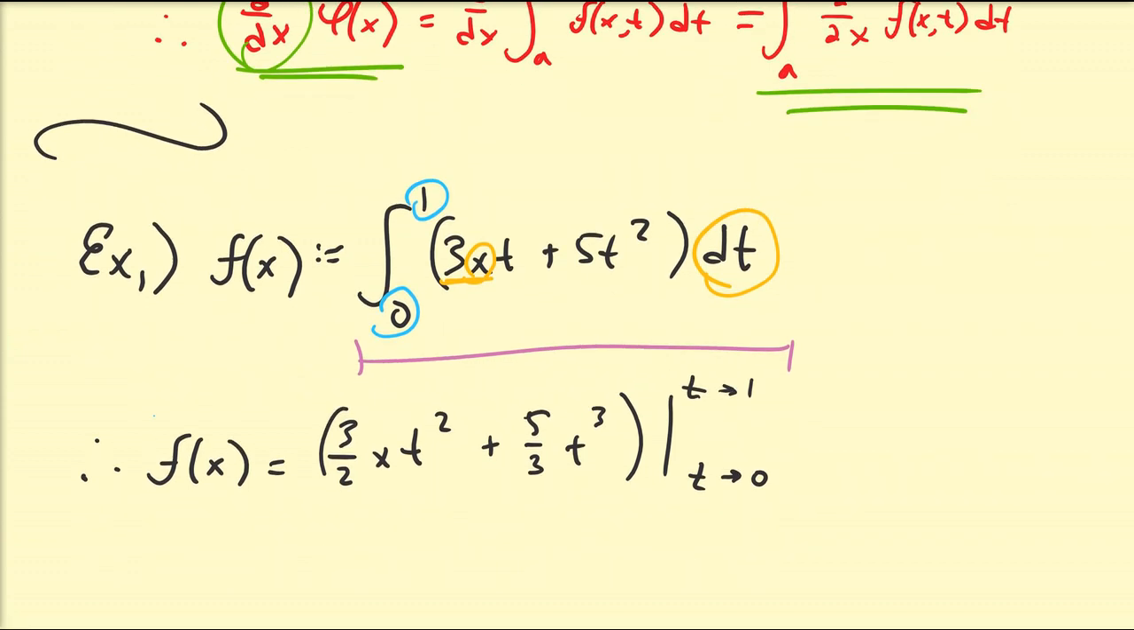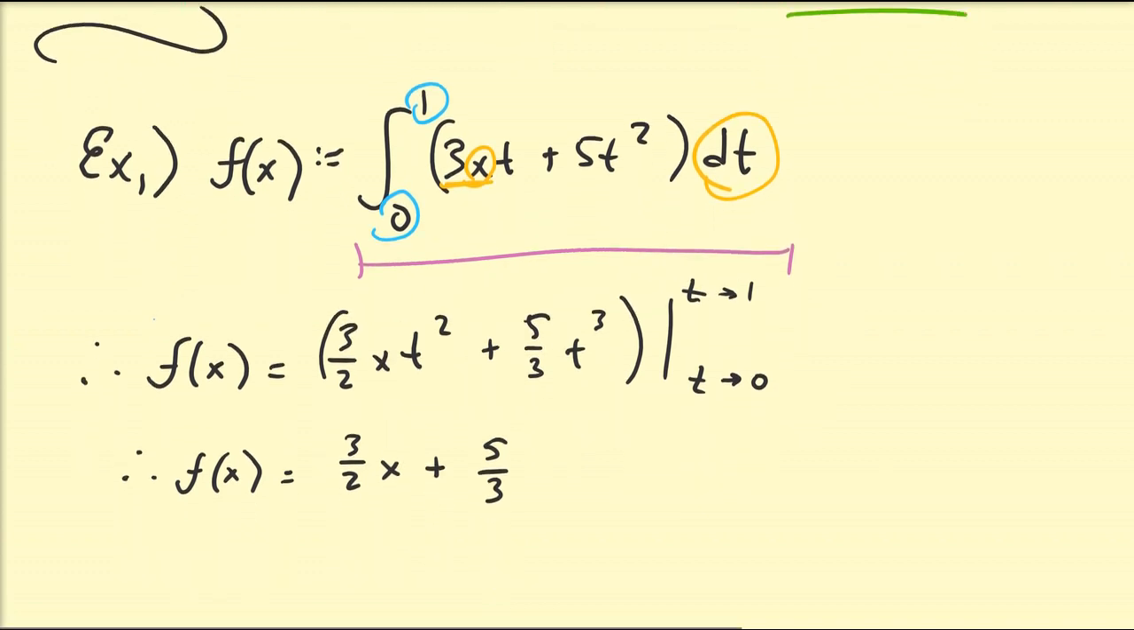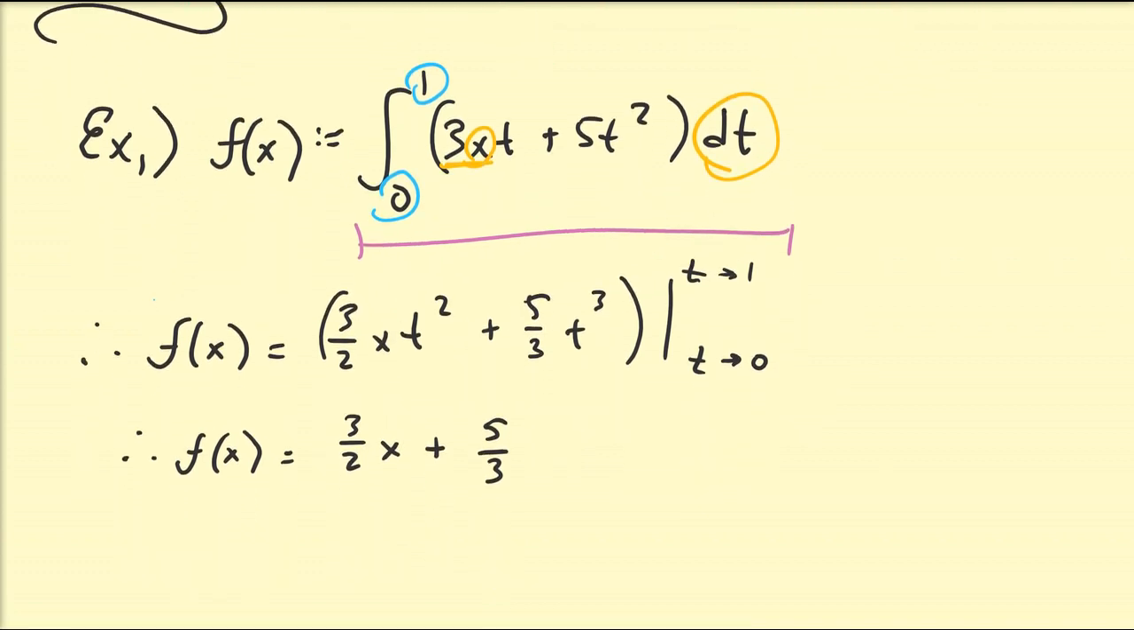So as t goes to 1, everything is very straightforward. So f of x is going to be equal to 3 halves x plus 5 thirds times 1. And then when we subtract this evaluated at 0, we just get 0 there. So this is our alternative representation for f of x.